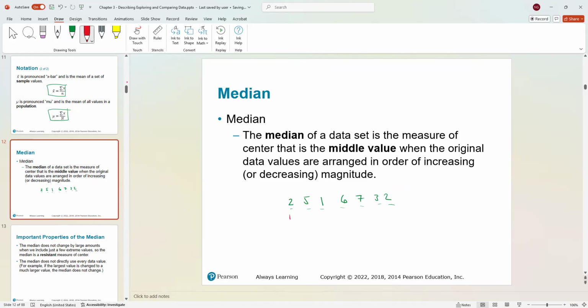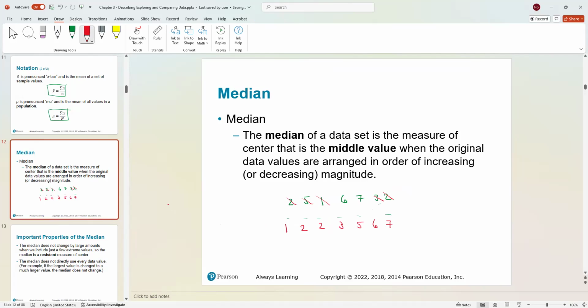Let's say I see 1 as the smallest one. I cancel it. I see 2 twice, 2, 2. I cancel. I see a 3, a 5, a 6 and a 7. So this is our new data set. You see this data set right there; we ordered it from the smallest to the largest.